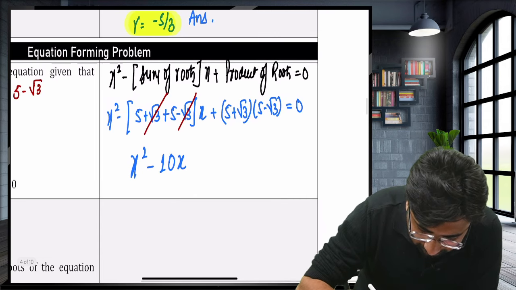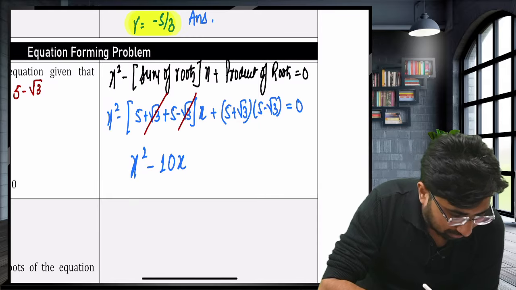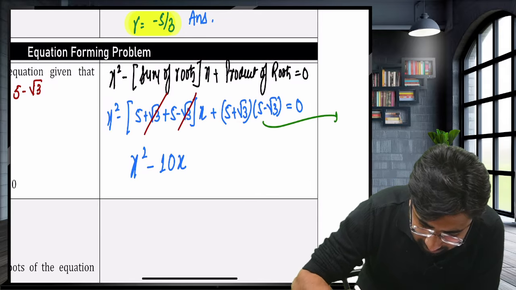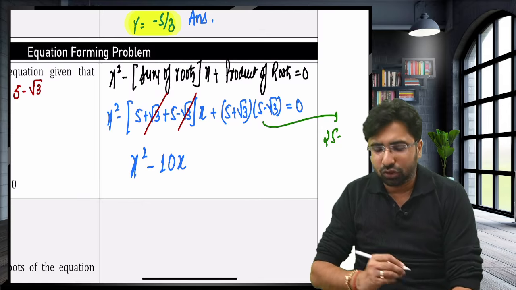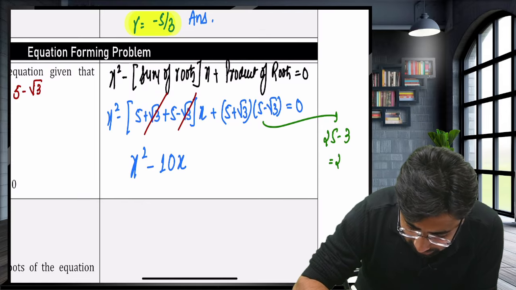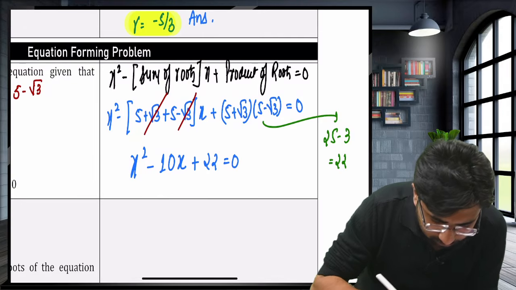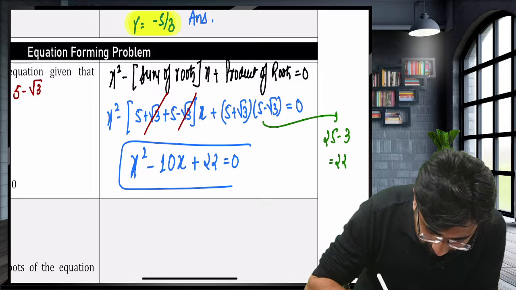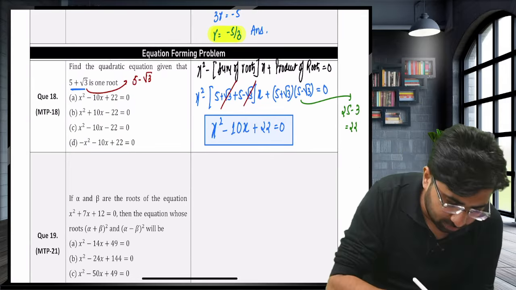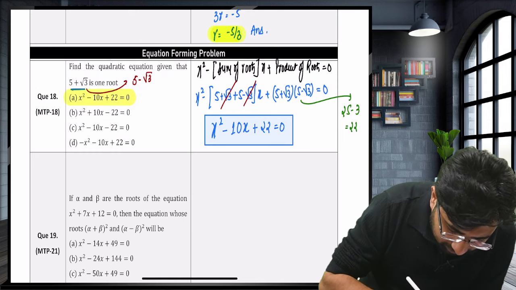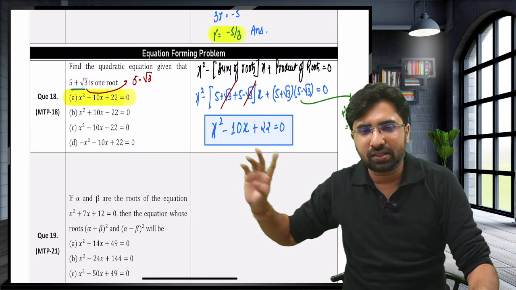Now guys, you can see this is a plus b, a minus b. So guys, how you will solve this? I will just solve this. A square, 5 square 25, b square, root 3 square will be 3. So guys, this will be 22, plus 22 is equals to 0. Everybody, you will get the answer: x square minus 10x plus 22 is equals to 0. Option A is the correct answer.